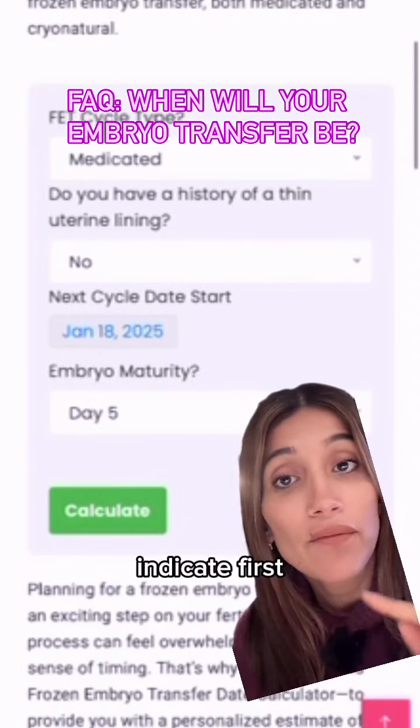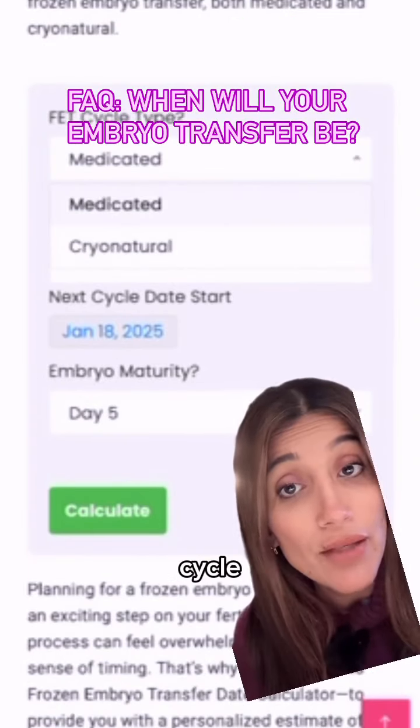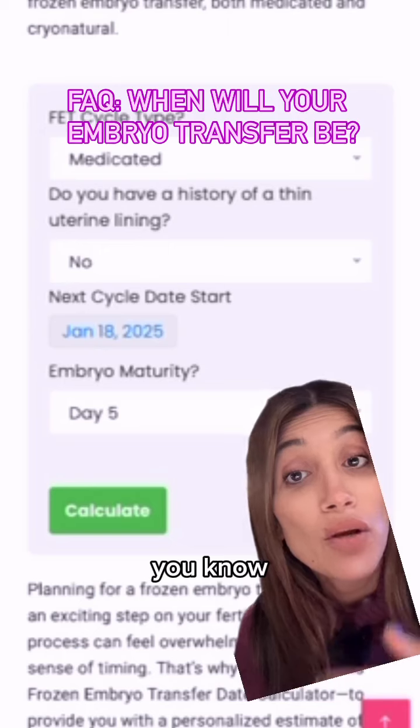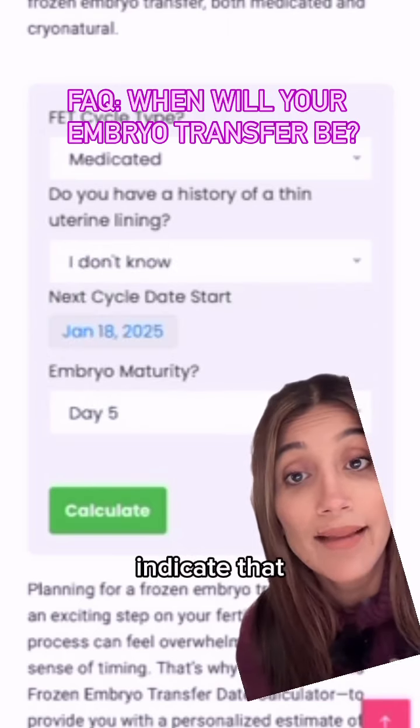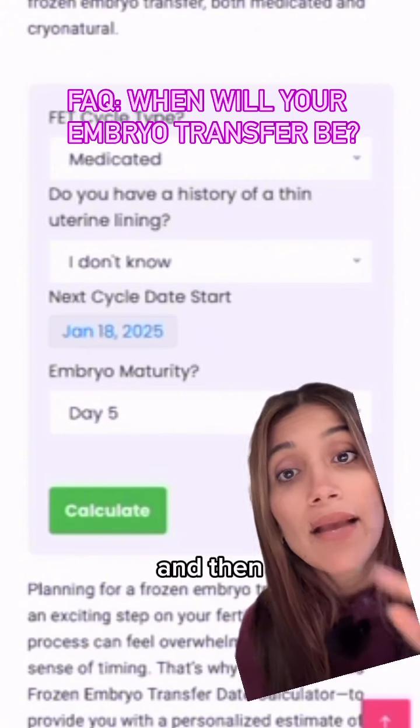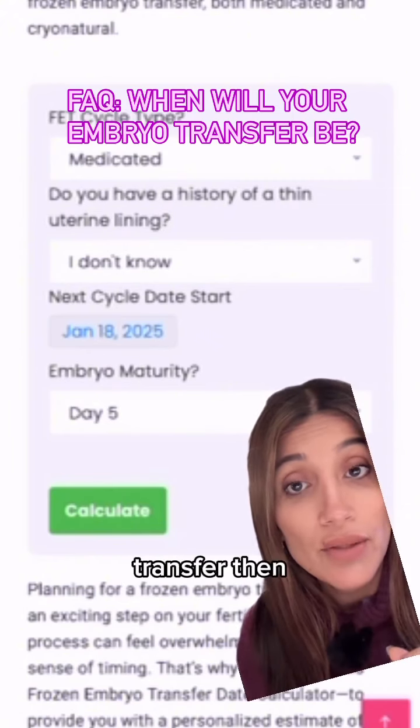You will indicate first whether this is a medicated or a cryonatural cycle. And then if you know you've had problems with thin lining or not, or if you don't know, you're going to indicate that there. That's going to affect the cycle length. And then click off whether it's a day 5 or a day 3 transfer.